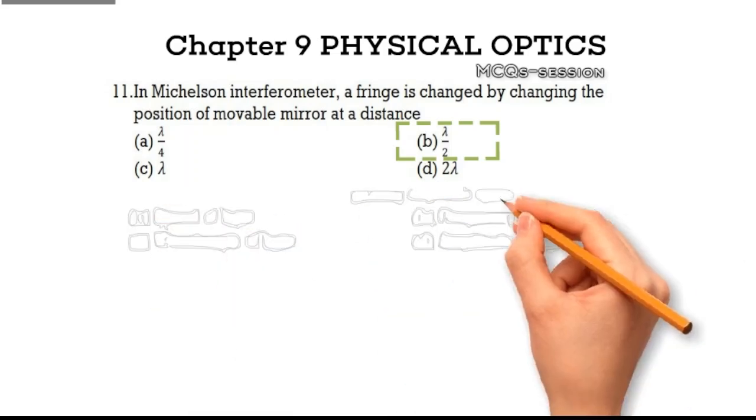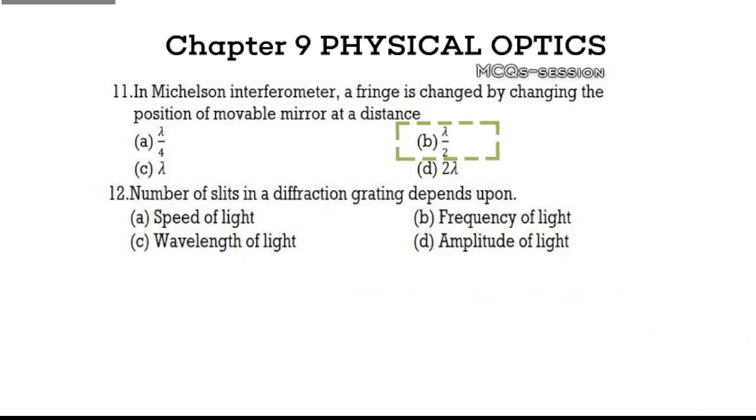Question 12. Number of slits in a diffraction grating depends upon A. Speed of light, B. Frequency of light, C. Wavelength of light, D. Amplitude of light. Correct answer, C. Wavelength of light. Explanation. The number of slits is chosen to match the wavelength, ensuring efficient diffraction and sharp spectral lines.